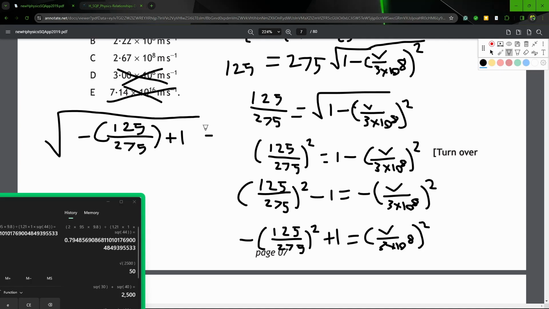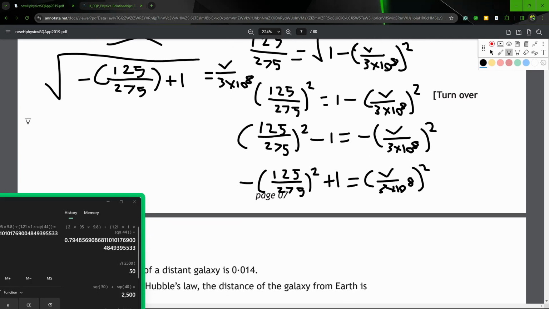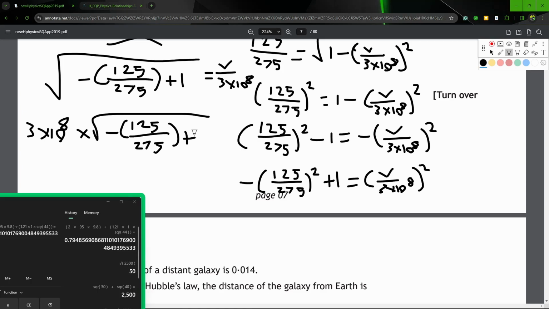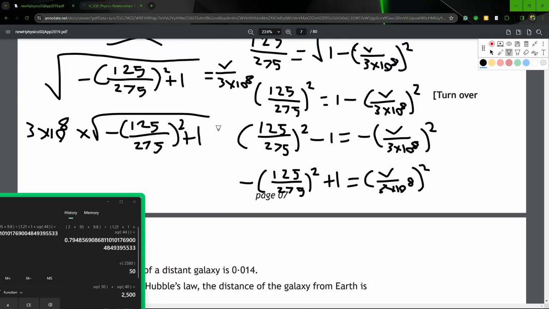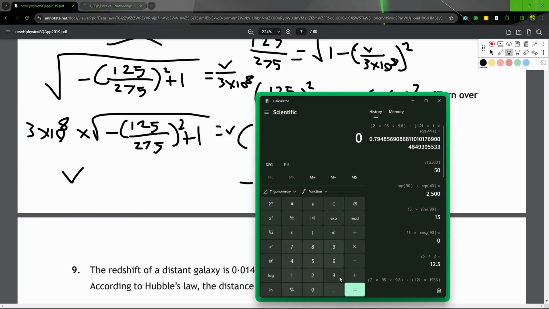+1 equals V over 3 times 10 to the 8. And then we just multiply that. So 3 times 10 to the 8, this will be the last one, and then we shove it in our calculator. Times this huge root of minus 125 over 275 plus 1, and that's supposed to be squared, and that equals V. So let's go and calculate V now, and it's going to be a long one.